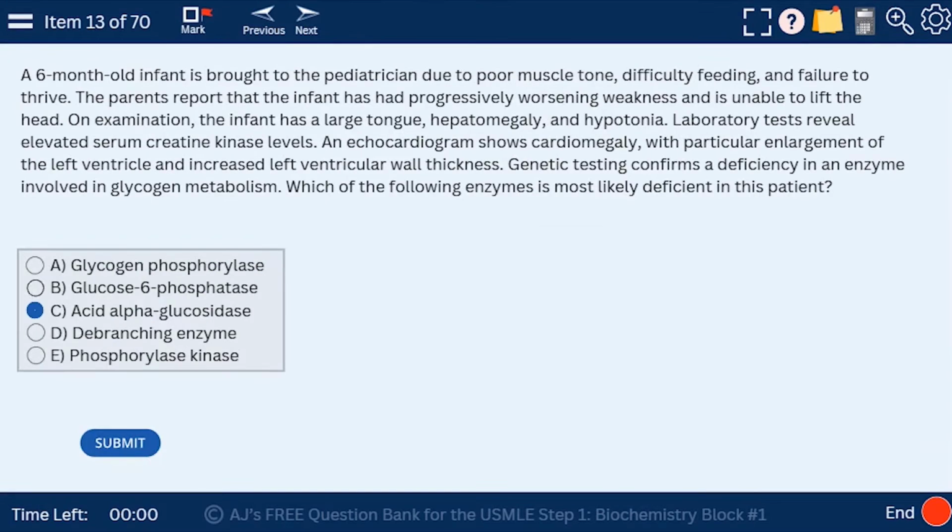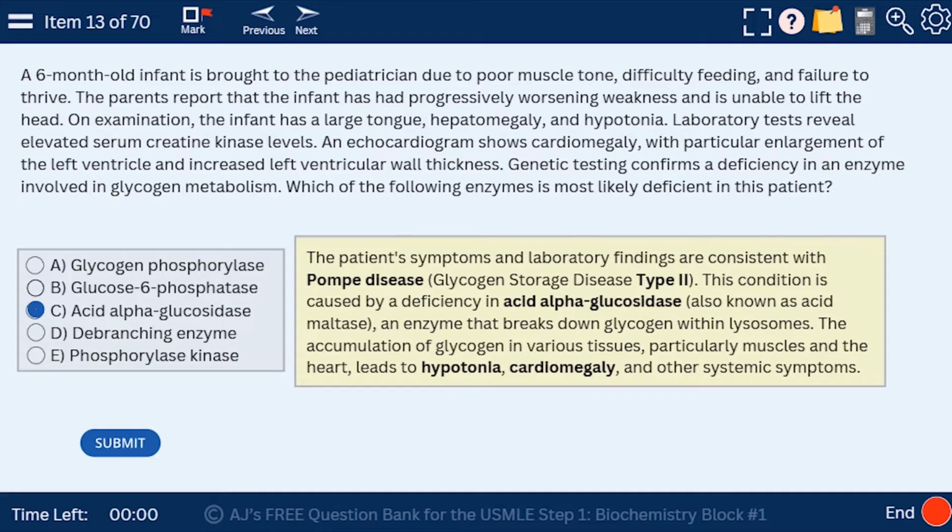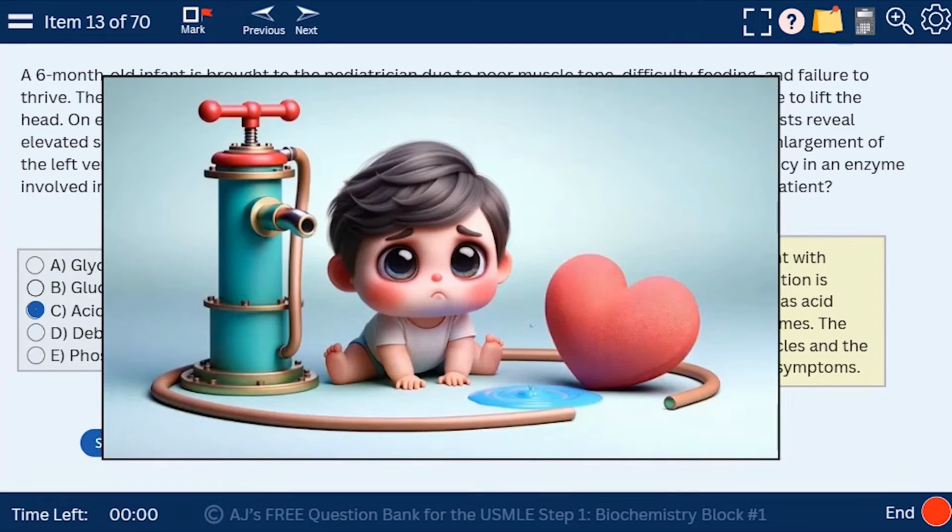Question 13. Whoops, I gave it away already. Sorry about that. This was Pompe disease, where we see acid alpha-glucosidase deficiency leading to hypotonia and cardiomegaly, Pompe disease. And then we have the baby with the pump with the cardiomegaly, Pompe disease, where the baby we see over here is weak and has hypotonia.